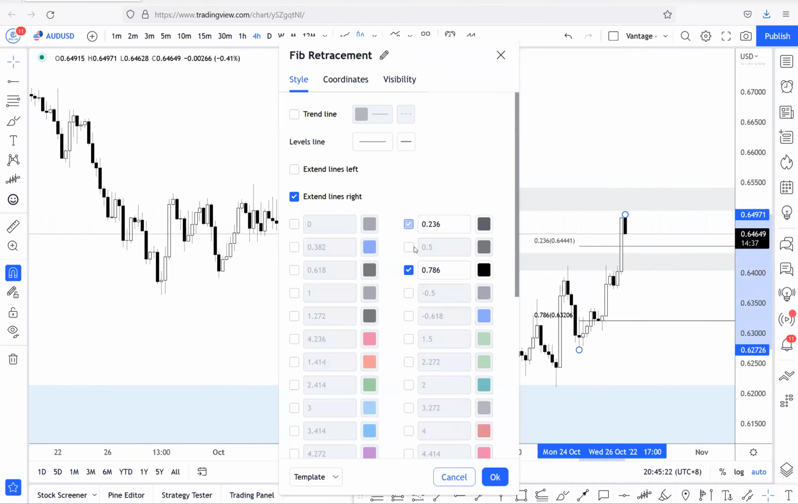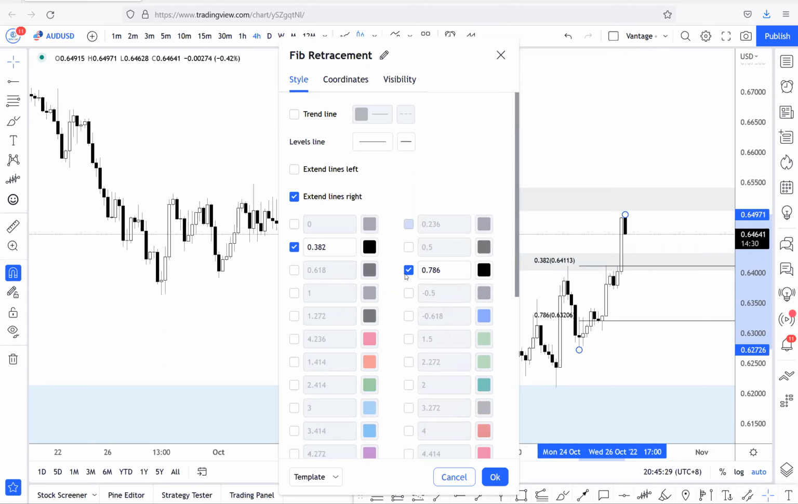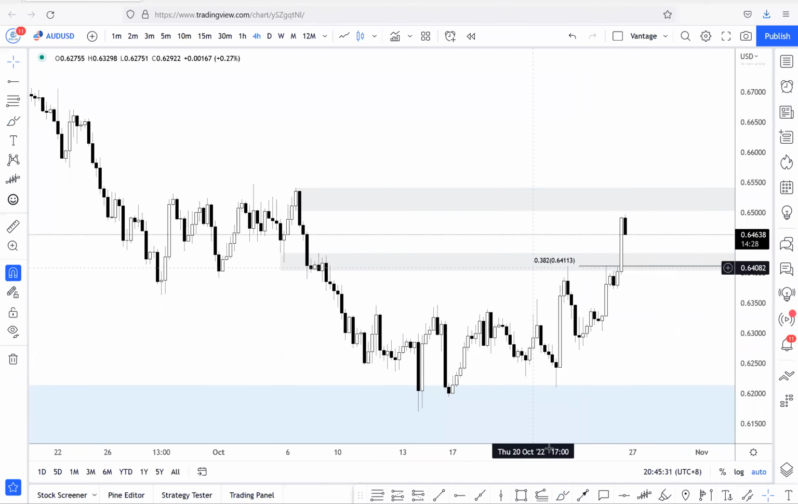Same thing, open up the key levels. These are all the levels that are default on TradingView. So you can see this region itself, the 38.2 level lines up here. This is one.